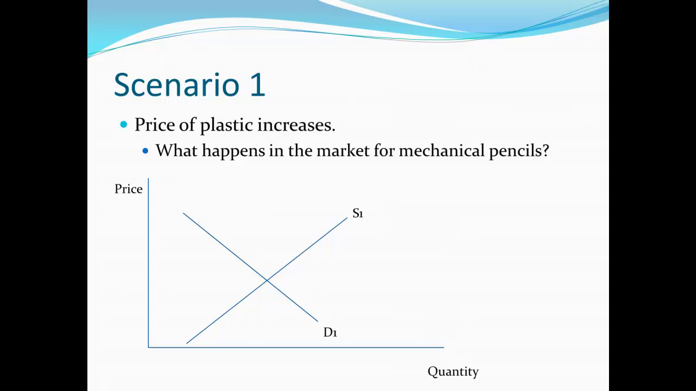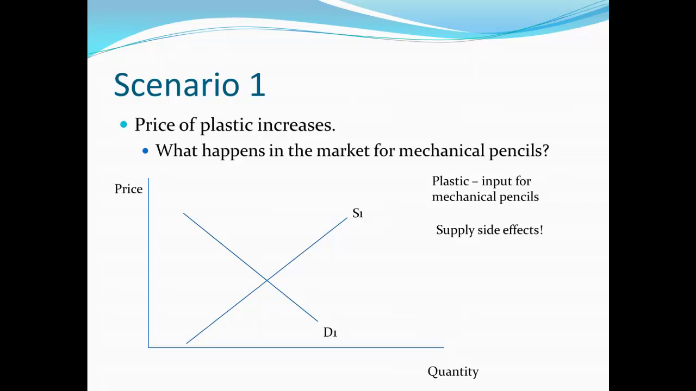So we draw our price quantity axes, draw our supply and demand curve. We've thought through some of the scenario. Plastic is an input for mechanical pencils. That being the case, we have the price of an input increasing. Which side of the market does that affect? That's right, it affects the supply side. So the supply side will be affected by this increase in the price of plastic.